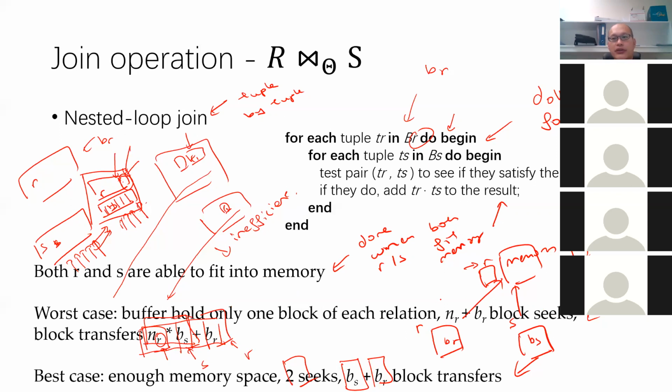Similarly, for my R, I need to do it one time per block. But for my S, I need to do it for every single tuple of R. Every single tuple of R, I need to carry out one block access for relation S. So hence, this is NR plus BR. This is for my relation R, and this is for my relation S.